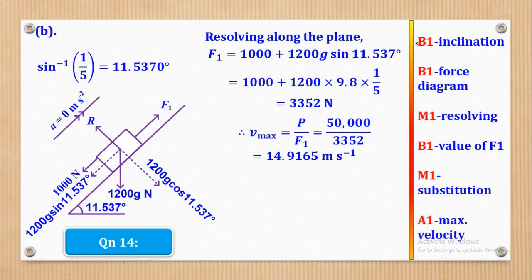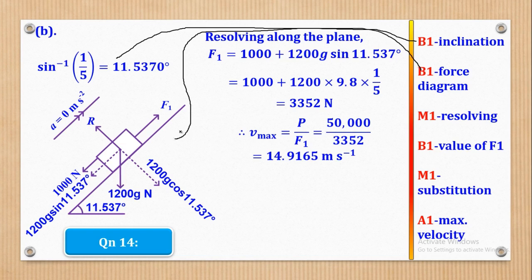Now let's see how marks can be awarded. The first mark is for you to get this inclination, and the second mark is for you to draw a correct force diagram with a ruler. So note that force diagrams are drawn using a ruler. This mark is for resolving, and this mark is for getting the value of F. This one is for substituting the expression for speed, and this one is for the maximum velocity.